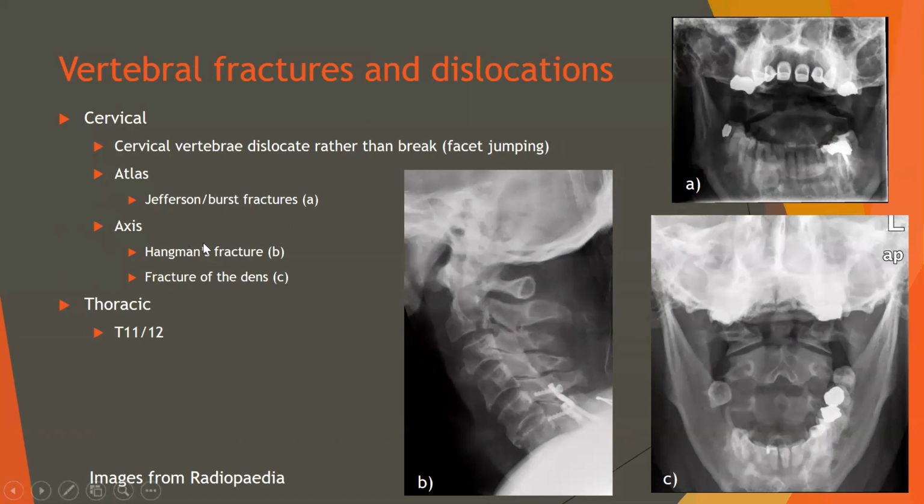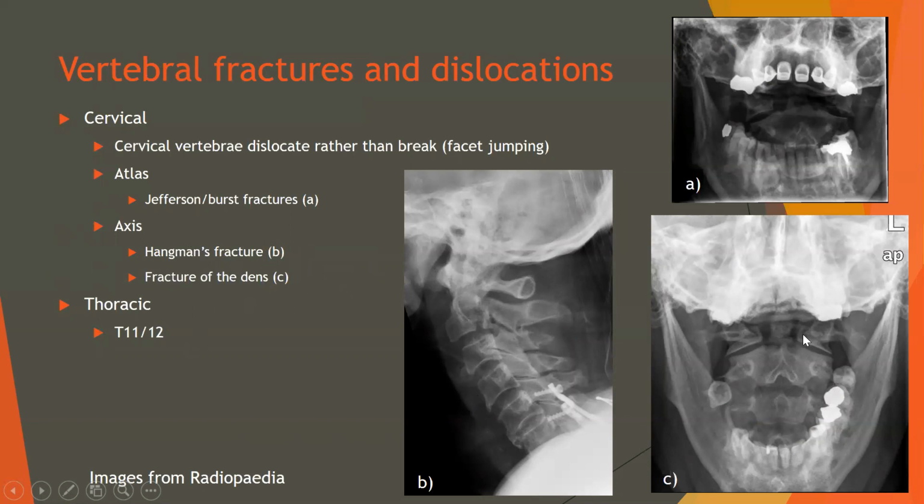Now, axis, on the other hand, hangman's fracture, we had in our exam last year. And what a hangman's fracture is, it's the fracture that used to kill people when they hung them. And it's caused by violent extension of the head on the neck. All right, I'm gonna speed up here. And then that one's really bad. That's why they used to use it to hang people.